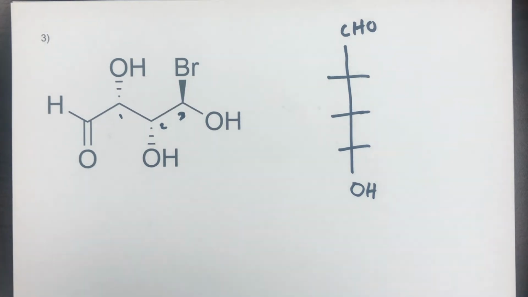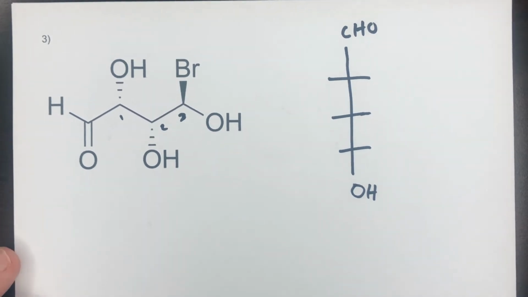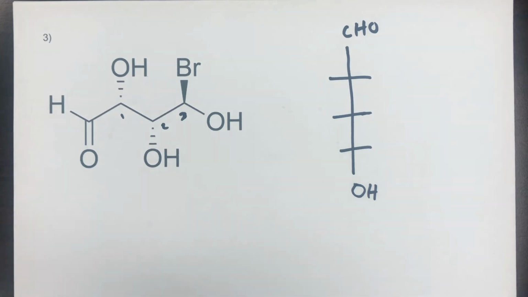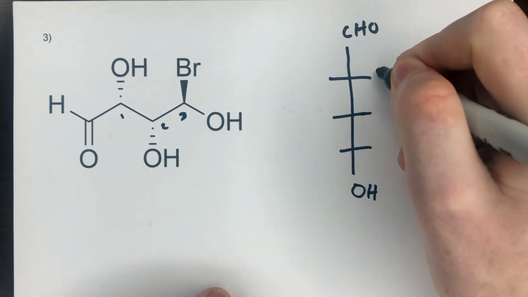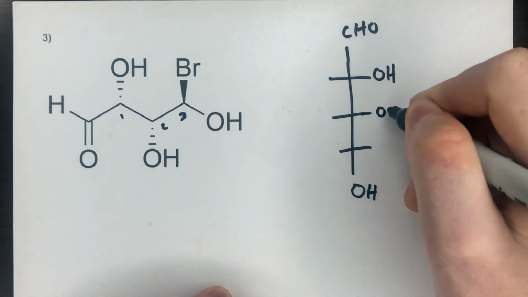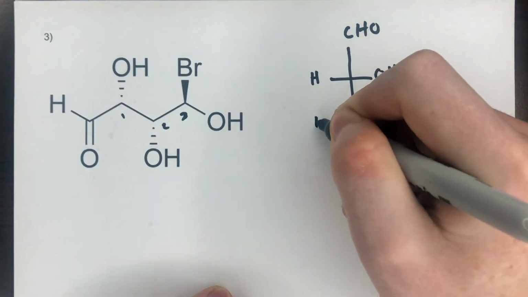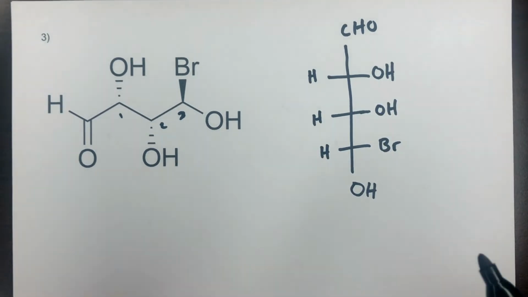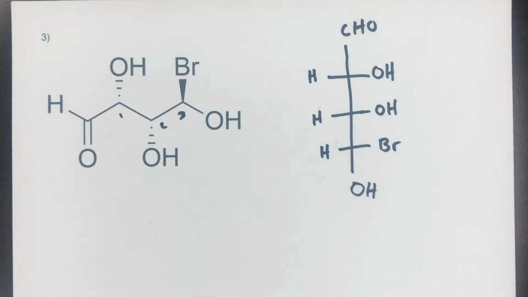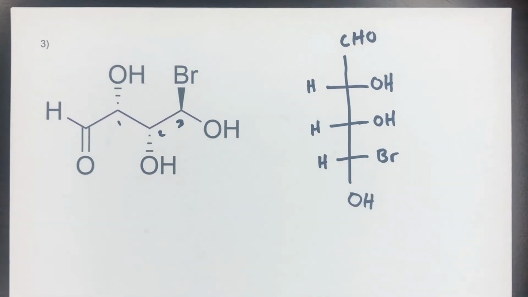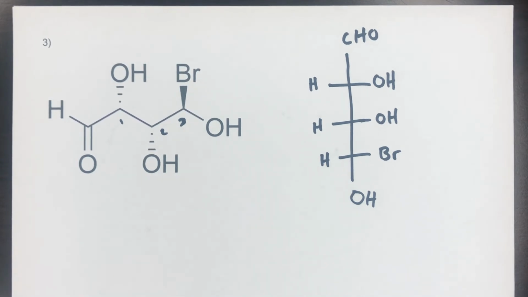So now, basically, you decide where the OHs need to go, and this is always going to have to be checked by the absolute configuration. So I'm just going to say that the OHs go on the right and the bromine goes on the right, and we'll check. This is likely incorrect. So here we have one possible Fischer projection. Now we need to determine all the absolute configurations to check if it is consistent with our skeletal structure.